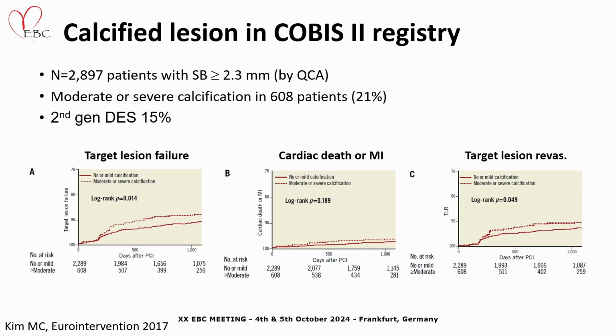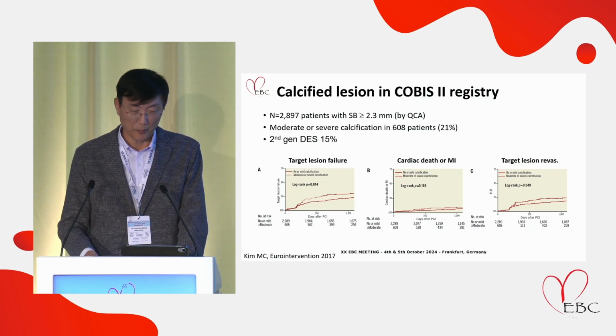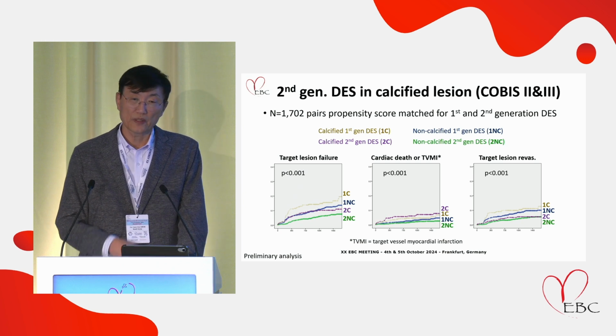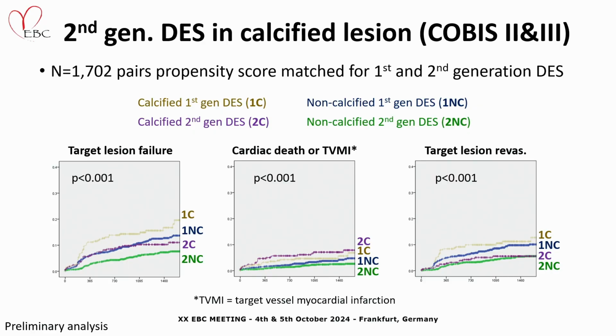What about calcified lesions in COBIS-2 bifurcation lesions? In the COBIS-2 registry, we found moderate to severe calcification in 21% of cases, and this group was associated with a higher event rate in terms of target lesion failure and target lesion revascularization, and numerically higher cardiac death or MI. But in COBIS-2, only 15% of the patients were treated with second generation DES. So I pooled the analysis of COBIS-2 and 3. This is a new analysis, and I propose a propensity score matched analysis in 1,700 patients for one stent and second generation DES.